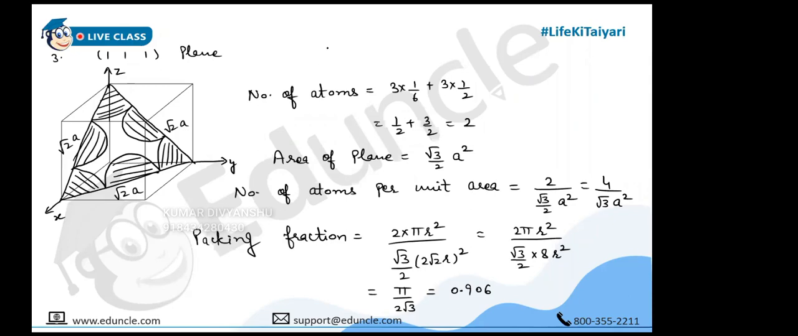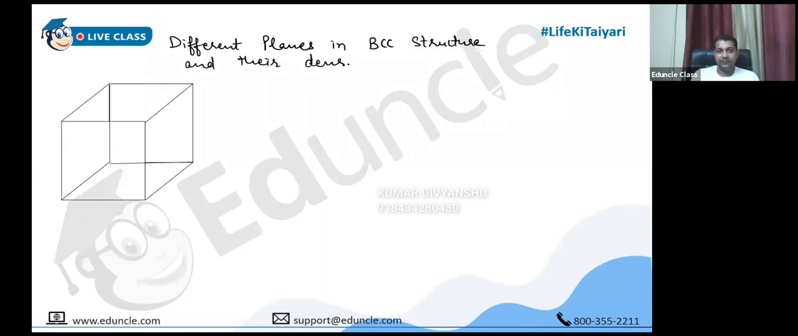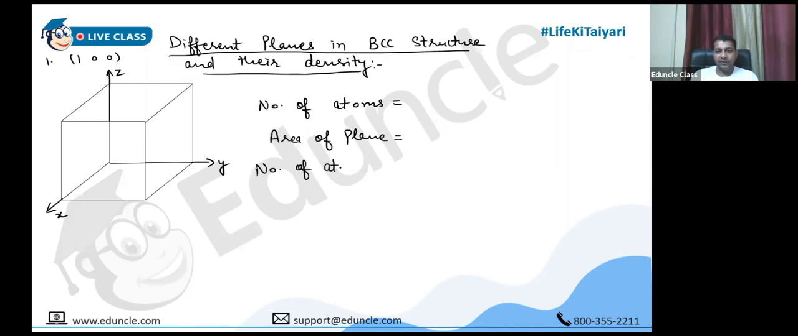Now same thing in BCC. So different planes in BCC structure and their density. Again the 100 plane. Now you will tell me what is this density and all. Number of atoms, area of plane, everything you have to tell me now. Number of atoms per unit area. Now how many atoms are there?